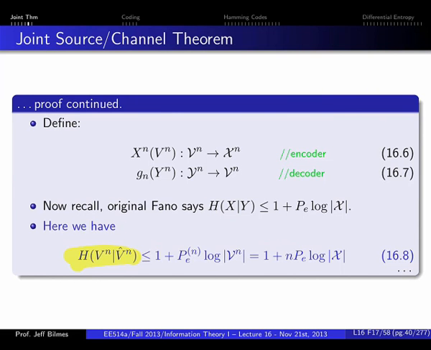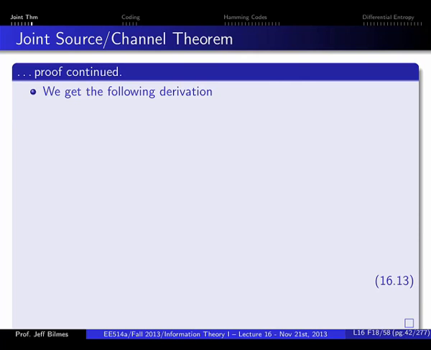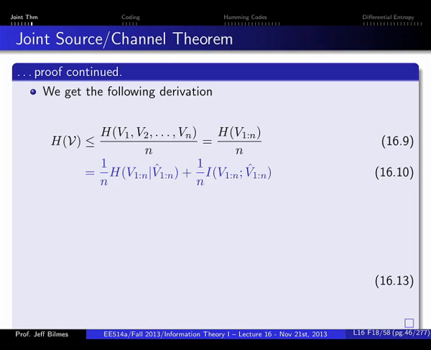Okay. So from a version of Fano, we can get that this is less than or equal to 1 plus n times the probability of error times the log of the number of possible source messages, which is v to the n. And so we get the following derivation. So we've got h of v, which is the entropy rate, and this is one of our entropy rate bounds, just written in a different way. This is using the definition of the entropy: entropy is the sum of conditional entropy plus mutual information. This is exactly what we did in the previous two proofs.